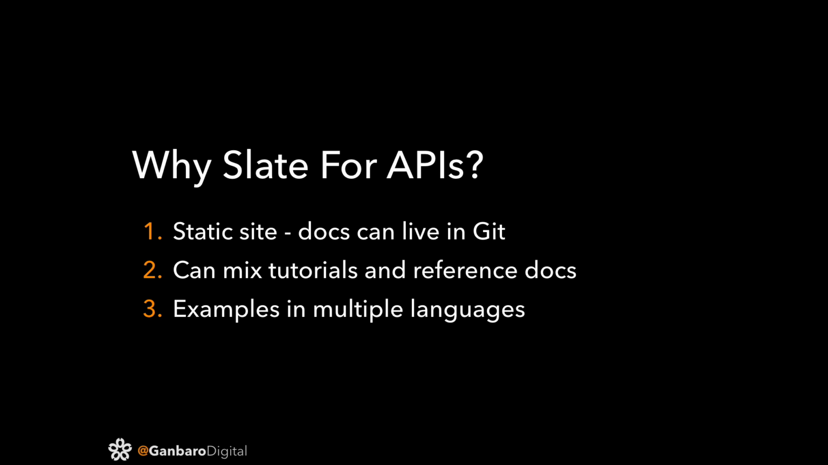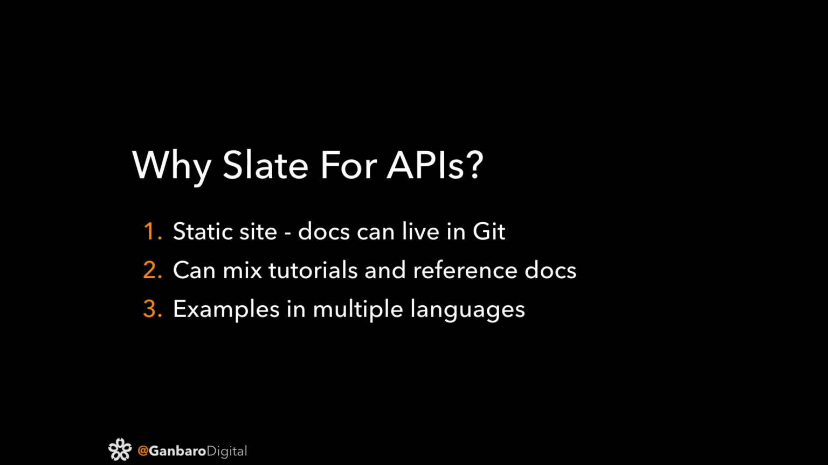So why Slate for APIs? I should have mentioned that. So Slate's strength is documenting APIs between servers, so HTTP services. That's its strength. It's superb at that. Static site, so the docs can live in Git. So as you maintain your code, you can maintain your documentation at the same time. I'm going to talk a bit more about that towards the end of this talk. It can mix tutorials and reference documentation all in one, which is really, really handy.